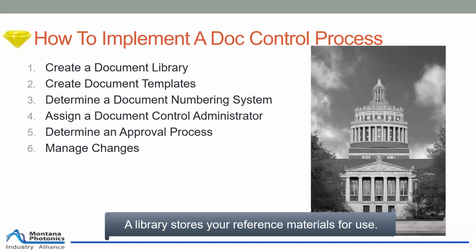Fifth, determine an approval process. This defines who is authorized to approve and also the mechanism for that approval. And finally, determine a process for managing changes to these documents, which may include validating them prior to implementation.